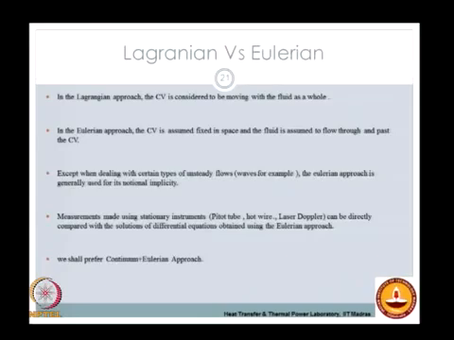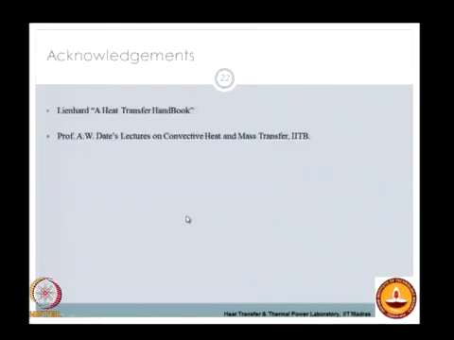So these can be directly compared with the solutions of differential equations, which are generally derived using the fixed frame approach or the Eulerian approach. Therefore, when we derive these governing equations, we shall prefer using the combination of continuum and also the Eulerian approach.